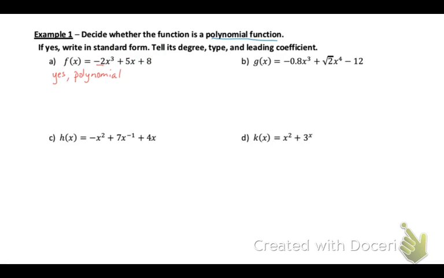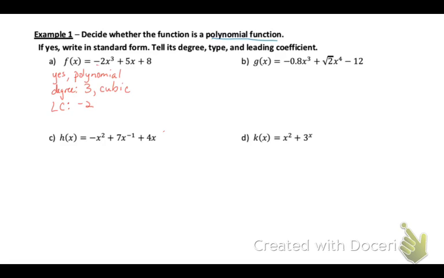Now I'm checking to see if it's in standard form, and it is, because our exponents start with 3 and then work their way down, 1 and then 0. So its degree is 3, and its type then is a cubic. Our leading coefficient, so that's the multiplier of the largest exponent term, is negative 2. And I just abbreviate that to LC for leading coefficient.